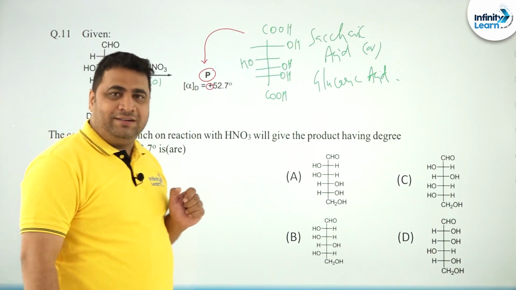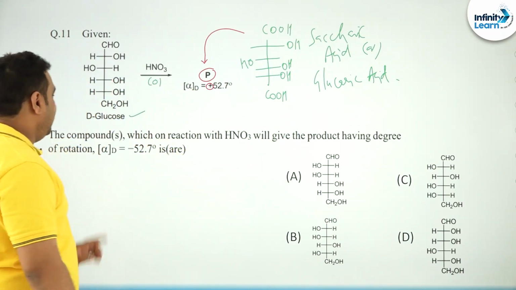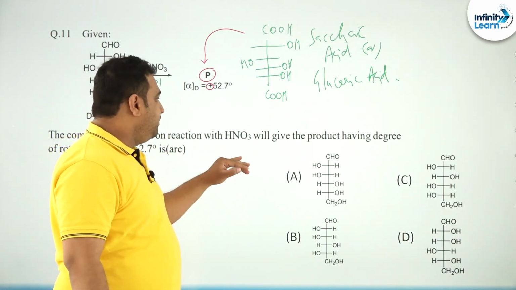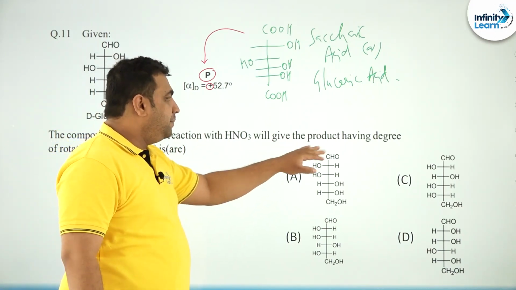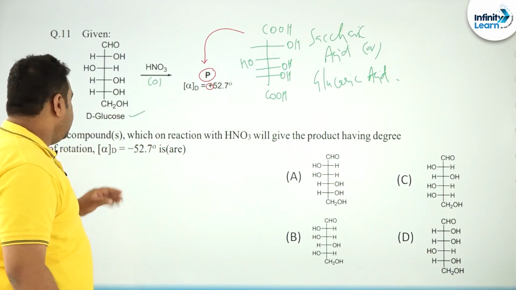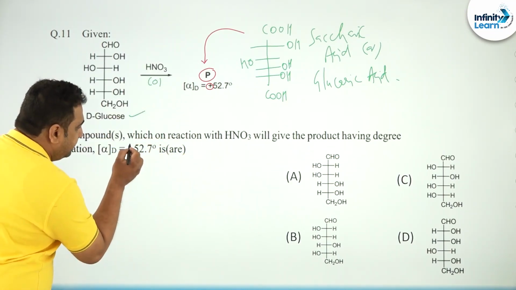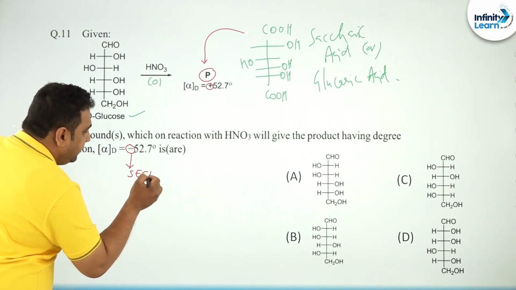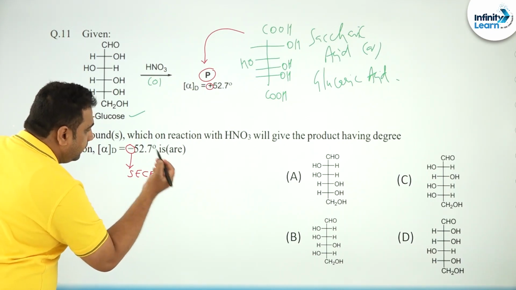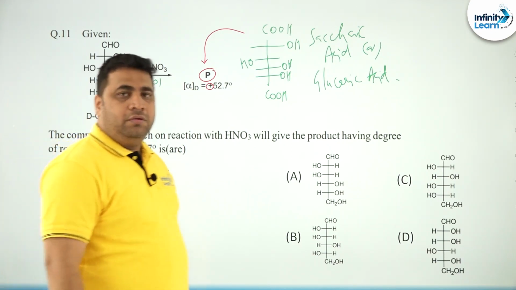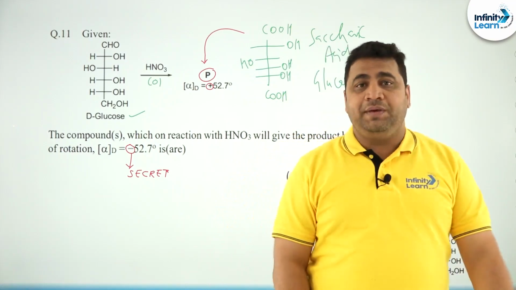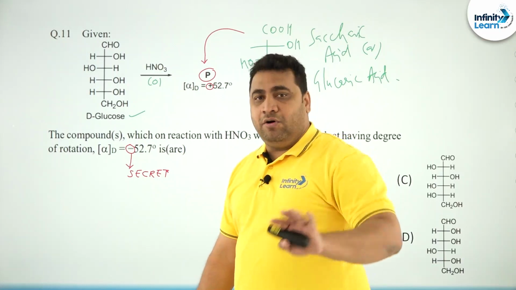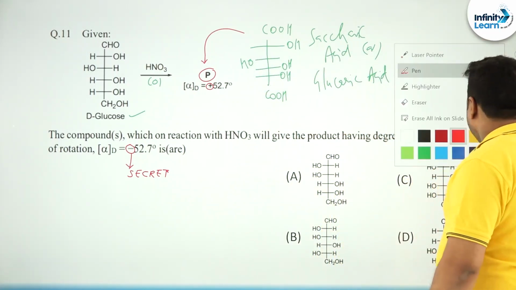But dear students, the game here is that the question is asking for the compounds which on reaction with HNO3 will give products having a degree of rotation of minus 52.7. Here the game is, the secret of the full question is here. This secret you have to know. That means he is speaking about a levorotatory compound. So, he is asking that if you take levo, how many of them among these are going to give you levo?